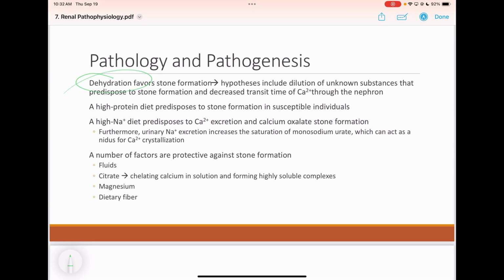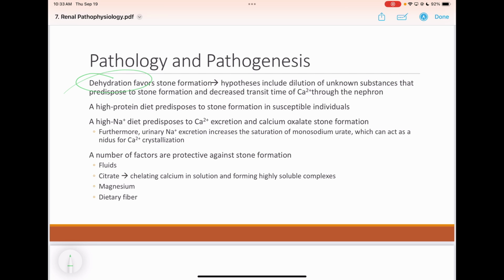Dehydration favors stone formation. If you're removing the solvent from a solution, the solutes start to build up. It's like if you ever take a pot of water and boil it all the way out, you're going to see a ring of dust on the bottom, which is the remaining solutes that were left. That's what's going on here. Severe dehydration, less urine production, all those crystals inside start building up in concentration, and eventually they hit a saturation point and they crystallize out.